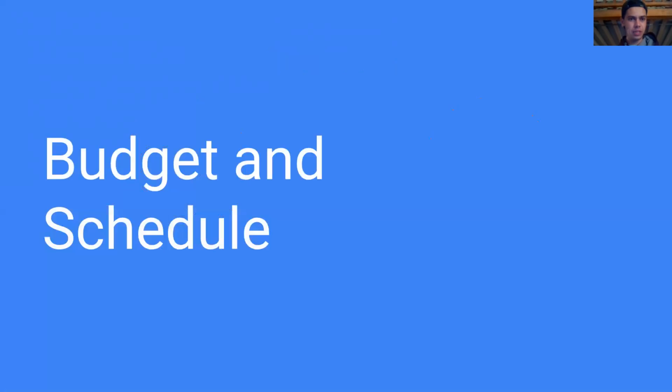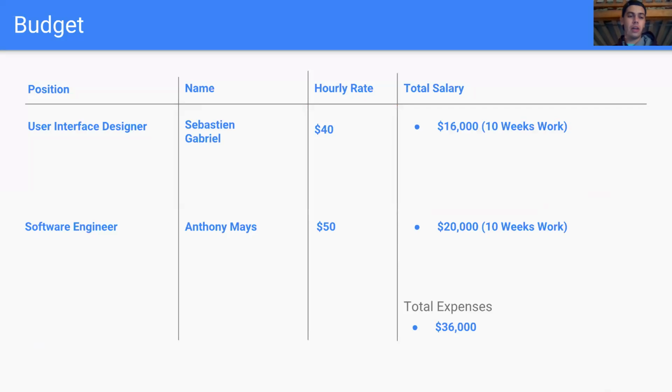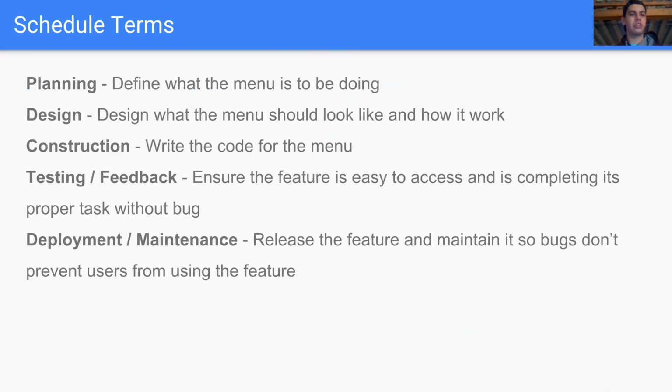So with them, we're going to take you into the budget and the schedule. The hours they are going to be working are probably 40 hours a week, typical 9 to 5. And I found some hourly rates on Glassdoor.com to fairly compensate them. Looking at the schedule in the next slide, here's also some terms.